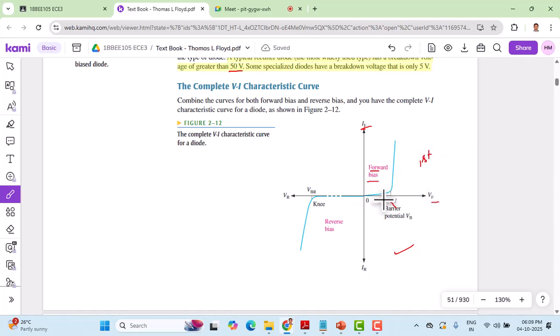When VF is 0, current is 0. When VF crosses 0.7, the barrier potential VB, there is a huge surge in the current here. And look at the reverse direction. When the reverse voltage VR is less than VBR, you have a very small amount of current here. And when the reverse voltage crosses VBR, there is a huge surge in the current, and the device will break down if you continuously operate it in the reverse direction.